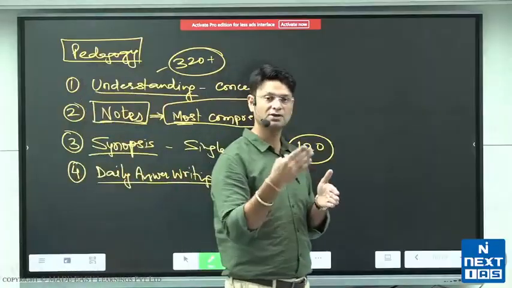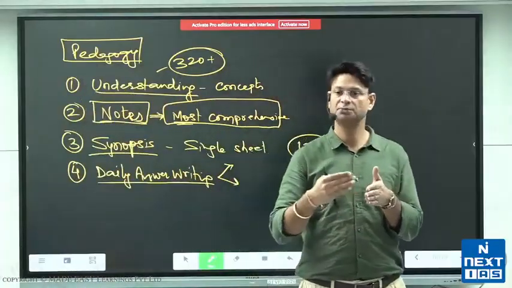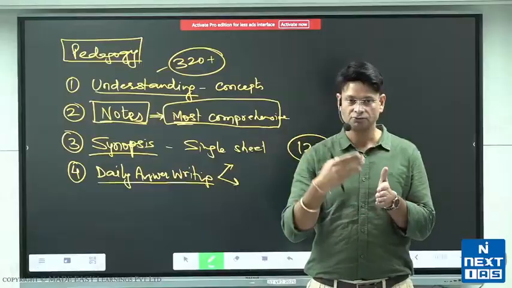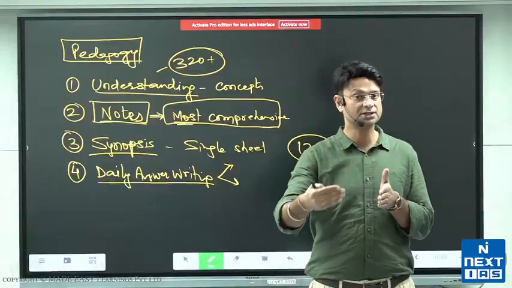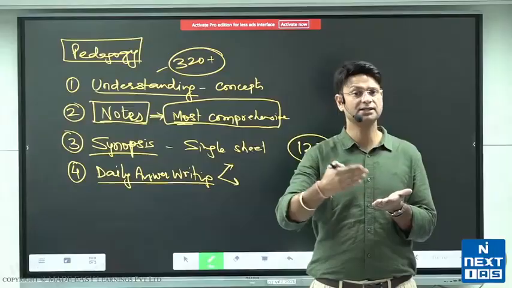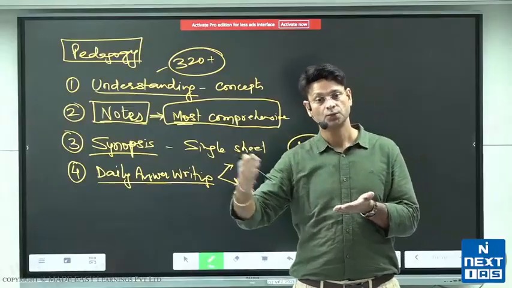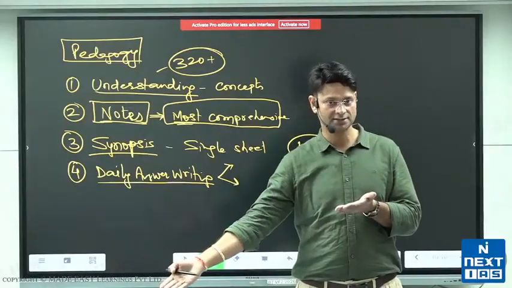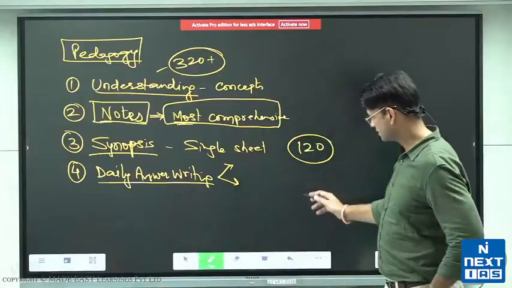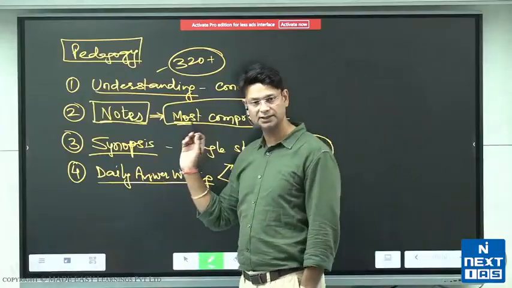Suppose you write once in a week, then you will improve once in a week. Once you start writing on a daily basis, you will make incremental changes. 1% per day would make you 365 days change, right? So that's the main idea behind daily answer writing.